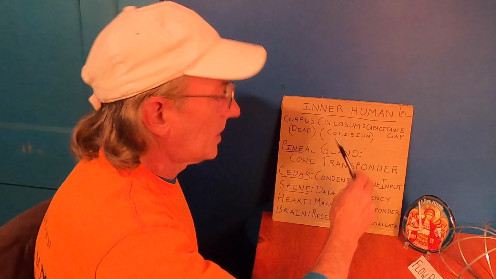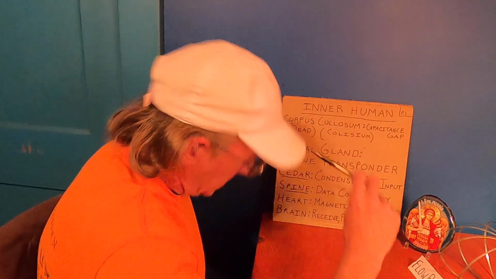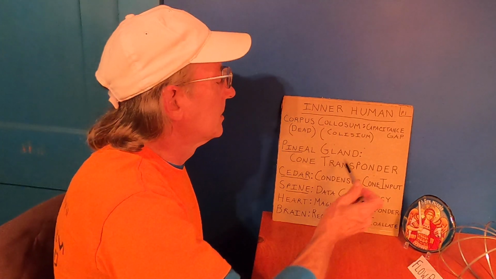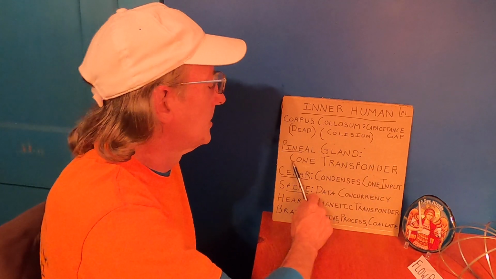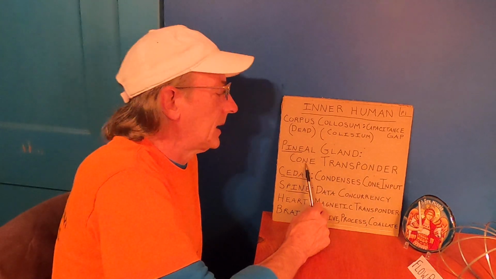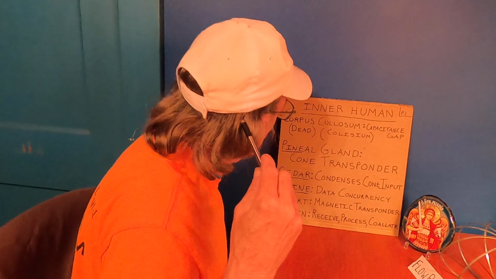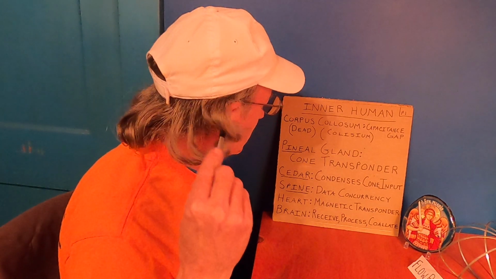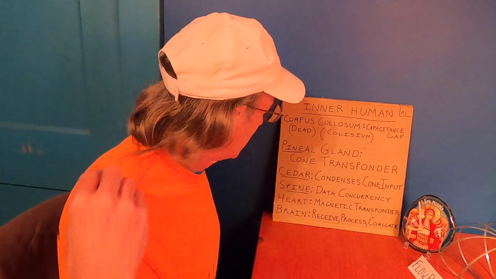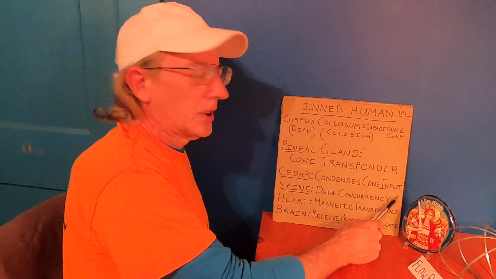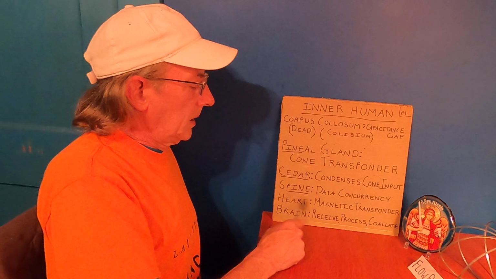Inner human, the corpus callosum, that's the gap in between here, capacitance gap. It can take and relieve free electrons, we'll say, with plasma-based whatever. Pineal gland, most of you know about that. That's a cone transponder at the back of the corpus callosum. And you have a cedar-shaped structure about here. It looks like a cedar tree that goes down to a trunk. It'd be kind of a condensing unit for your cone input, your pineal gland.